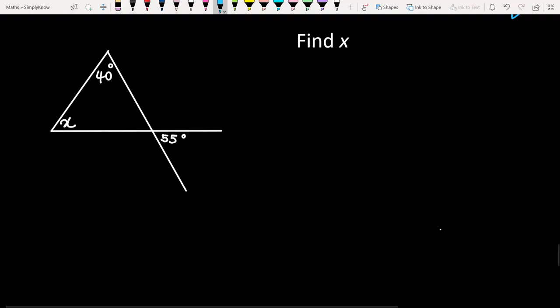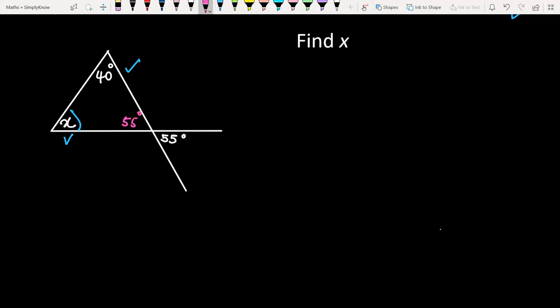Now let's try to find x here. In this case, you need to have some extra knowledge. Now, how do you find x? You know this particular angle is 40 degrees and this angle you should find. And here the value is missing. Actually, this angle should be exactly 55 degrees.